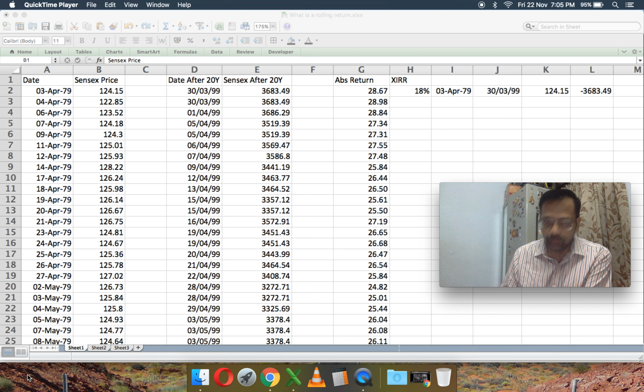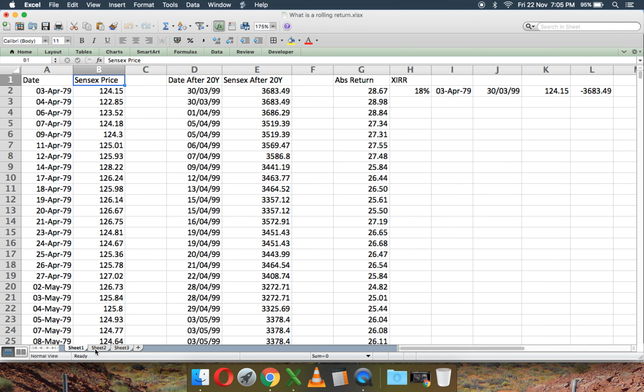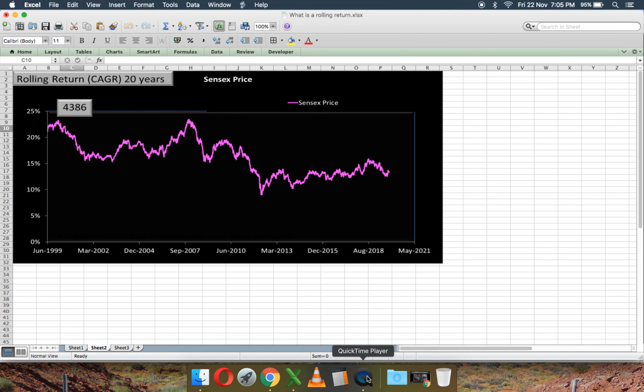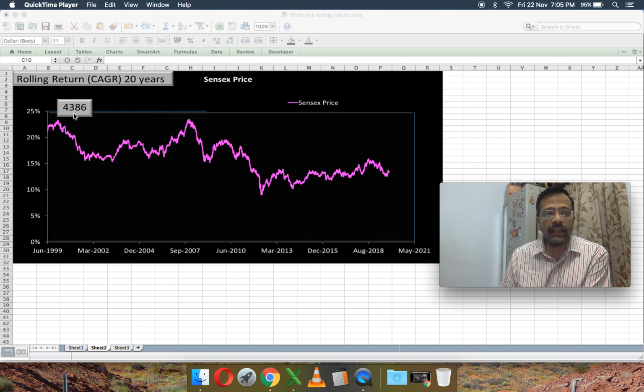So if you do this and plot it, this is what you will get. This is what we considered yesterday. Notice that there are like 4,386 data points in the pink line. Each of them is a 20-year return. So when I look at just one index, the first thing that tells me is what is the maximum return and the minimum return, and that's the spread.